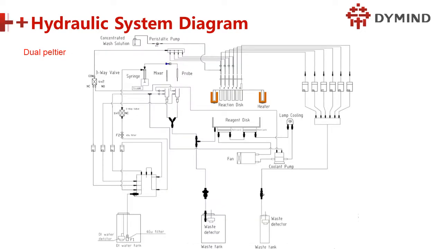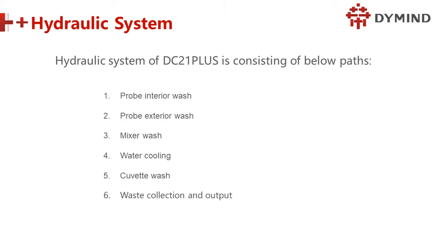This is a dual palette. Very similar, so we just skip it. Of course, that is available, but generally, for saving the cost, maybe no need. It depends on the customer. So that is an overview of the hydraulic diagram.